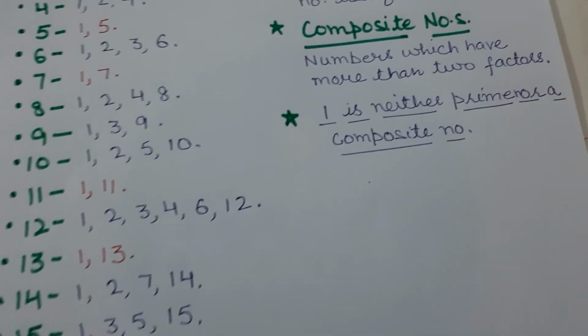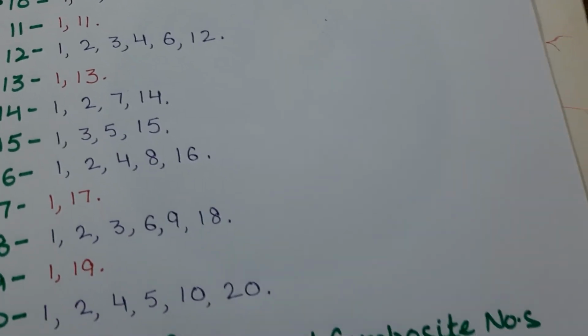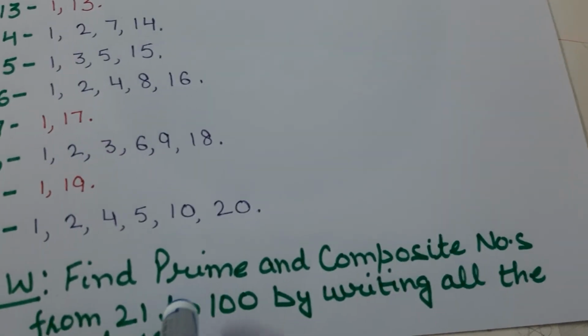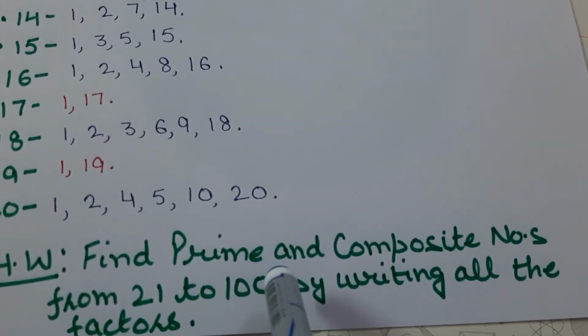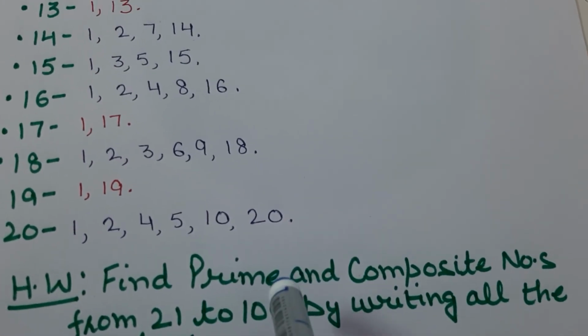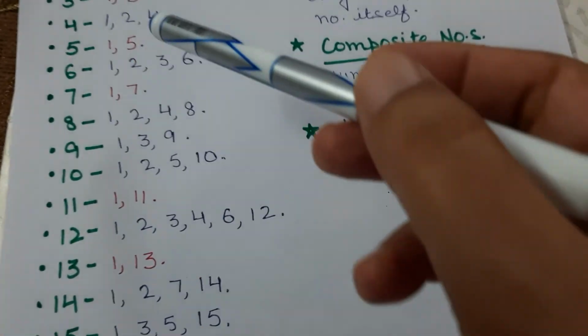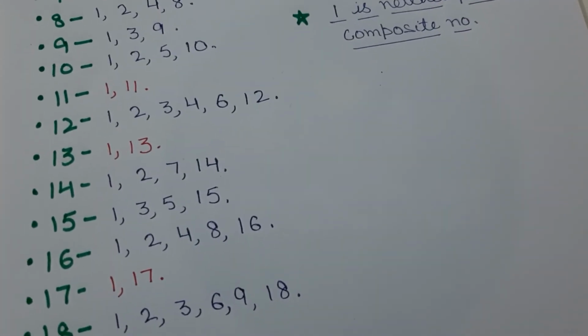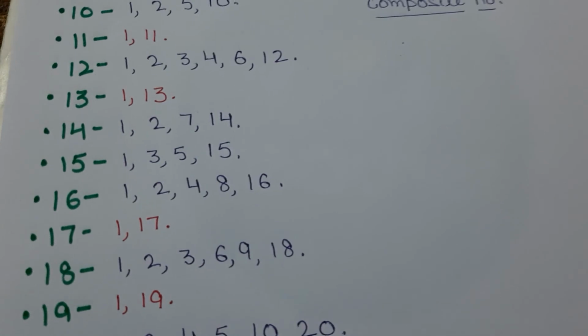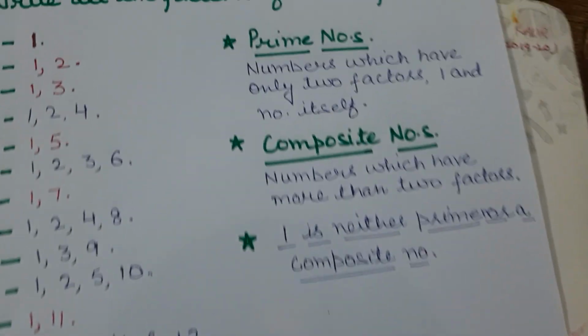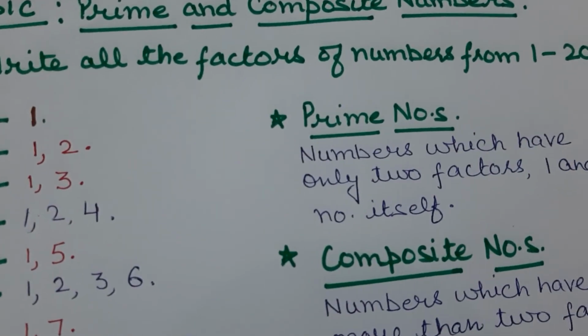So what's your homework? Students, you have to write the factors of all the numbers from 21 to 100, and then figure out which are prime numbers and which are composite numbers. Same as I have written for 1 to 20, like this you have to write from 21 to 100. I hope it is clear to all.